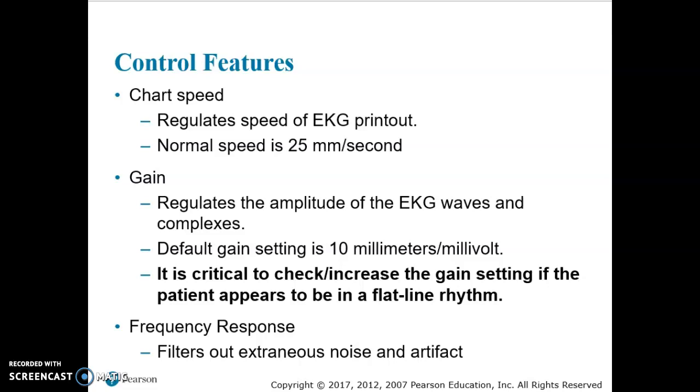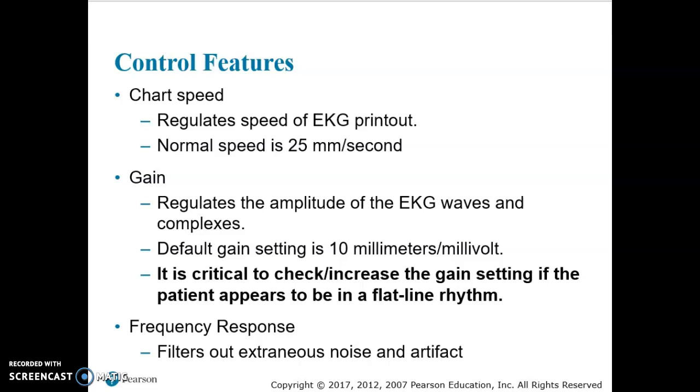So changing chart speed is very useful in fast rhythms because they can widen them out so we can make them easier to interpret. However, the normal chart speed is 25 millimeters per second. If you change that chart speed to try to get a better idea of what's going on with that rhythm, it's super important that you let the doctor know that you changed that speed, so they know exactly what they're dealing with, that they're dealing with a fast rhythm or whatever it may be.